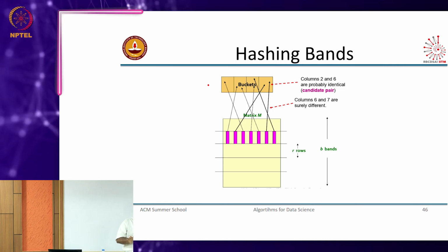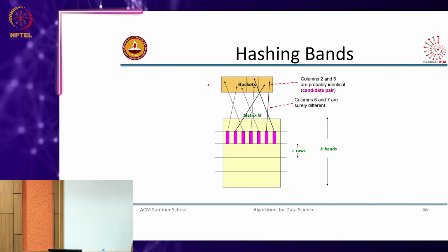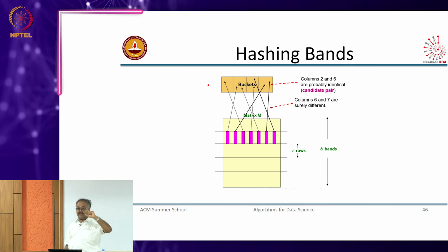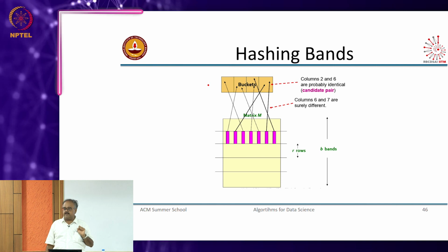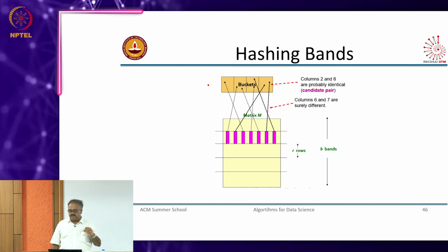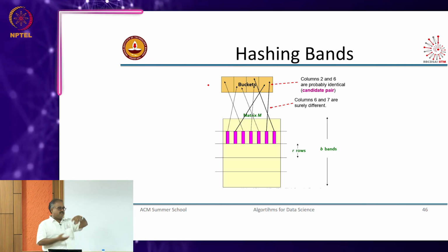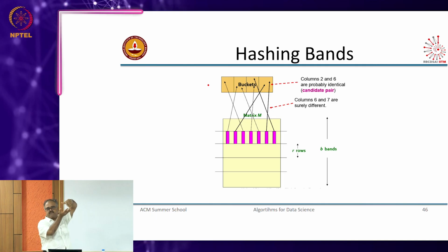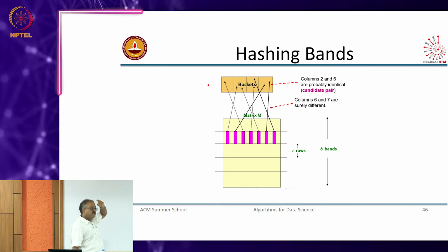I'll just make the statement and we'll stop. We'll come back in the afternoon and look at why the statement is correct. Two columns are candidate pairs if in at least one of the bands those columns are the same, they go into the same bucket. Remember, now instead of a column that is going to have 100 rows, I am going to cut it down into say 5 rows, right? I have 20 bands, each band having 5 rows each, right.